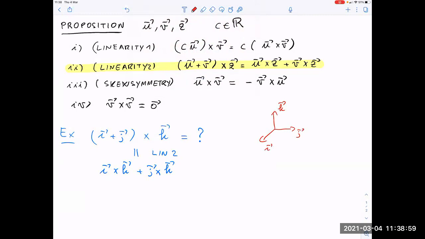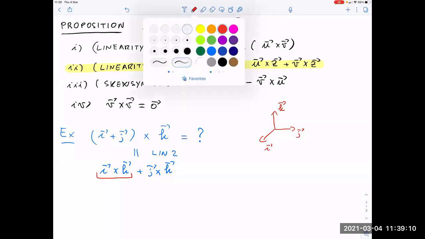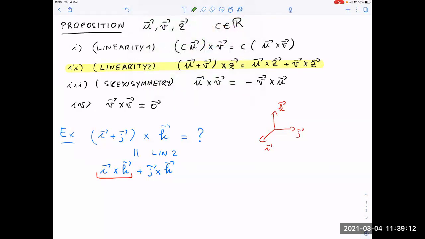Well, we know what the process is. When you have to compute, for example, i cross k using the definition, we know that this vector, I'm just going quickly here because we already know, will have the direction of the common perpendicular. So this is the direction. Also the magnitude of i cross k, we know this one. Can you tell me the magnitude of i cross k?